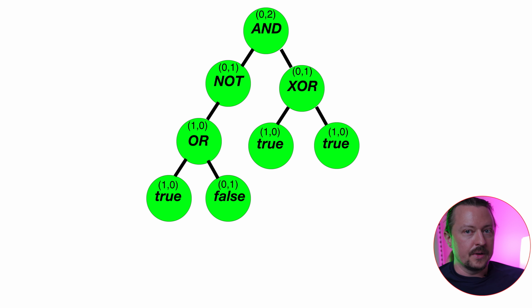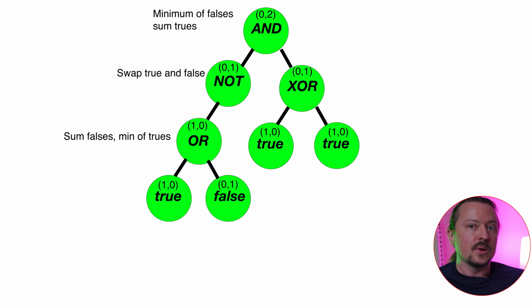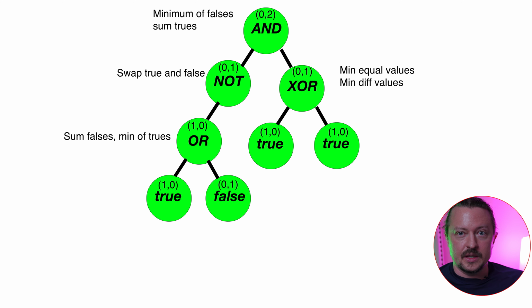Very simple, very straightforward. Now let's look at some of the rules. For an or, it's either the sum of ways, or it's the minimum of the ways to make a true in your child branches. To get a false result from an or, you just add up the ways to get false from the child branches. But to get a true, it's going to be the minimum of any way that there's a true in the child branches. For an and, it's kind of the other way around.